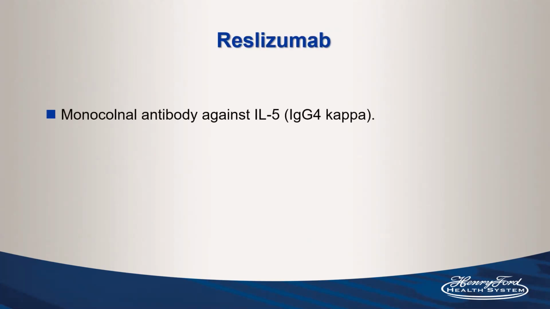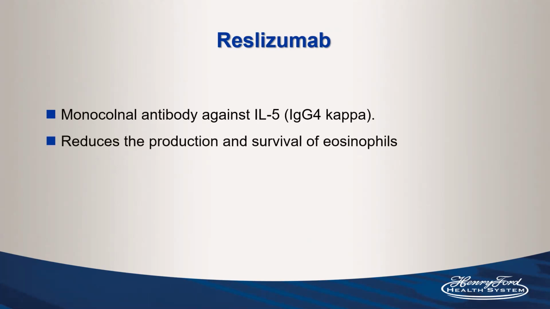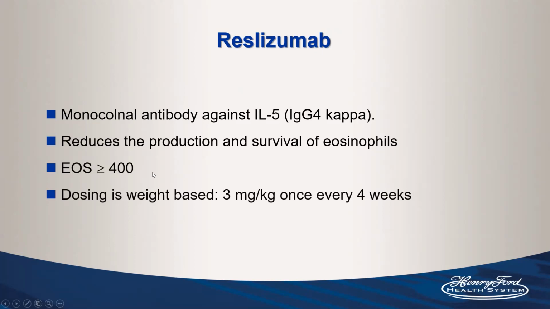So the second one is reslizumab, monoclonal antibody against IL-5, reduces reproduction and survival of eosinophils. You have to have peripheral eosinophilia over 400 per microliter in order to qualify for that drug, and it's weight-based. And it's taken once in every 4 weeks.